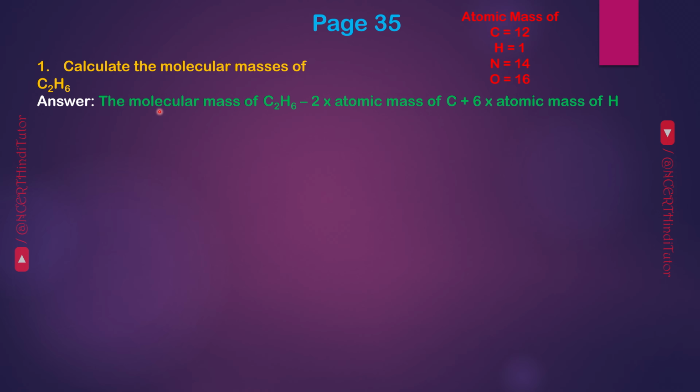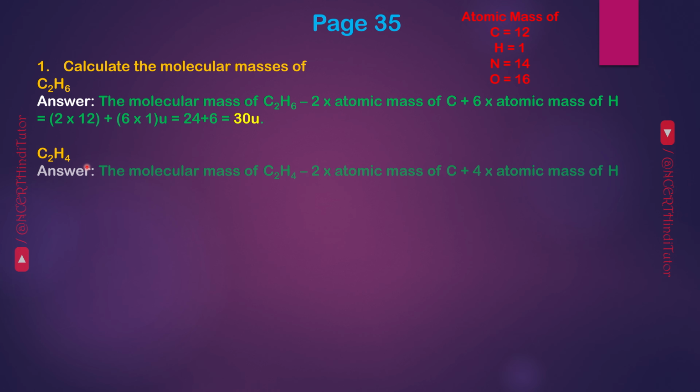C2H6. The molecular mass of C2H6 is equal to 2 into atomic mass of carbon plus 6 into atomic mass of hydrogen because here there are 2 atoms in the carbon and 6 atoms in hydrogen. So 2 into 12 plus 6 into 1 is equal to 24 plus 6 is equal to 30 unit.